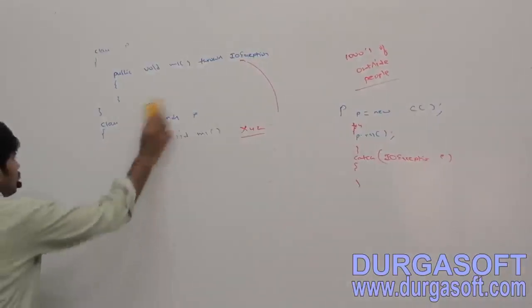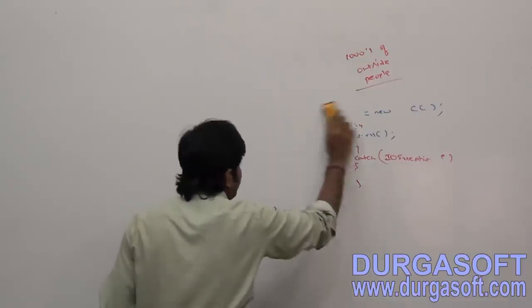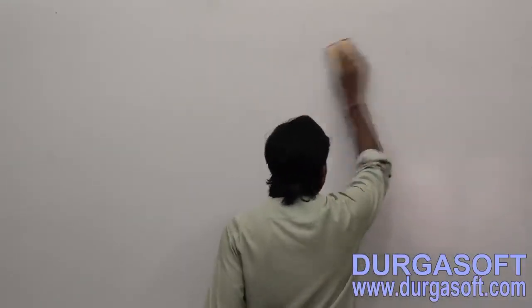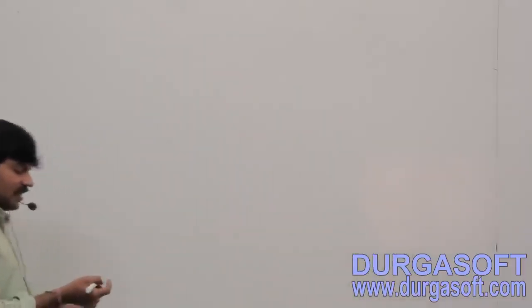Overriding with respect to static methods. In the last class I covered everything except the static modifier, because there are big rules you should be aware of. This is a very important point.